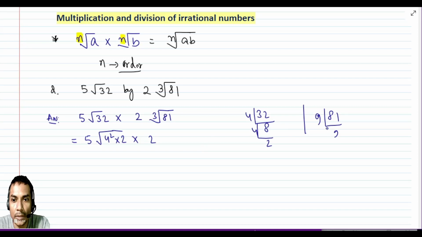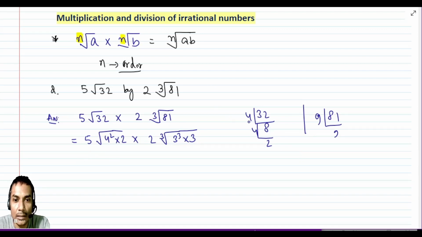9, 9. So you get actually 3 cube into 3. Clear? So you take 1 3 here and remain 9 into 3. So how many 3's are there? Total 4. 4 3's are there.